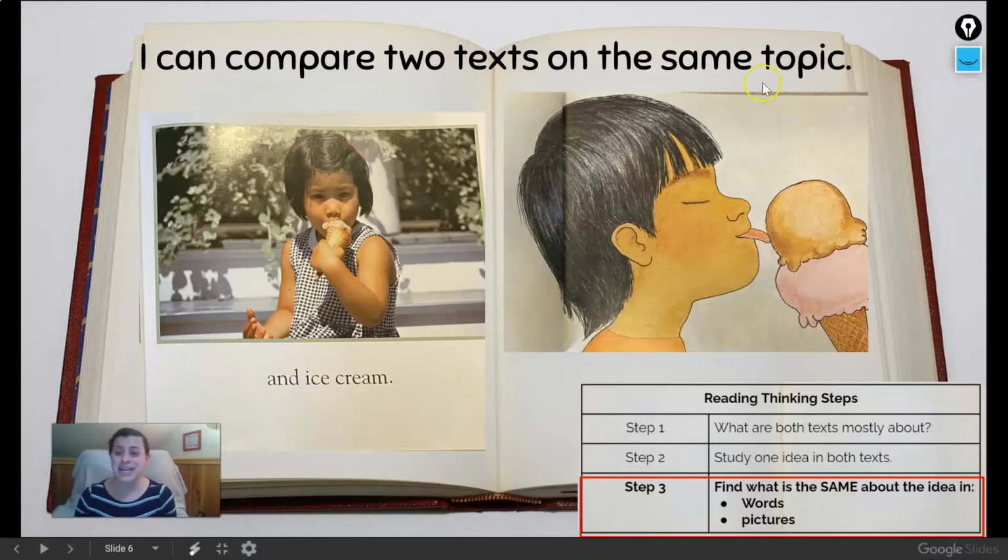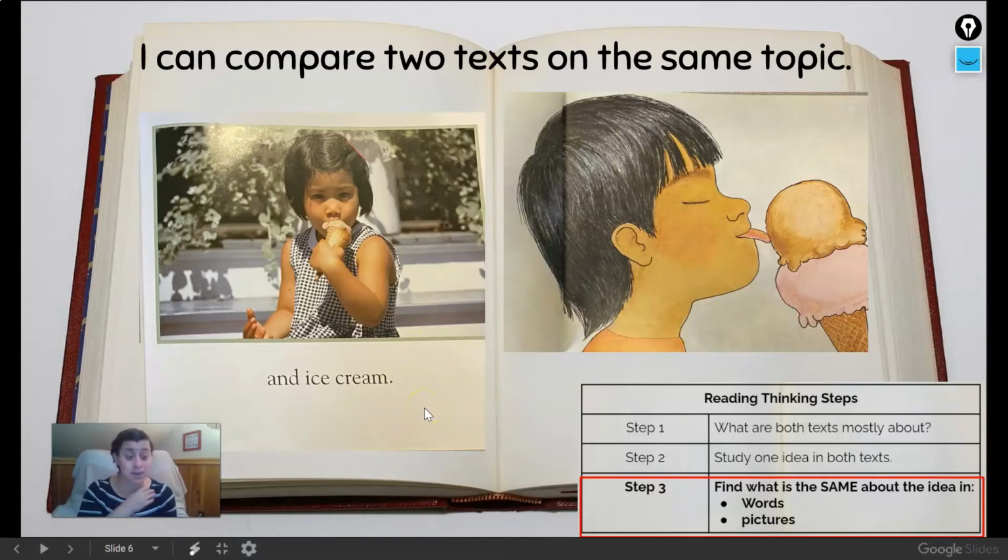I notice Aliki has a drawing of a boy licking ice cream. It shows that we need to use our tongue to taste. I notice Margaret Miller has a photograph of a girl eating ice cream, and this picture is a real girl and it's taken with a camera. Both pictures show children eating ice cream, and it teaches us about the sense of taste.